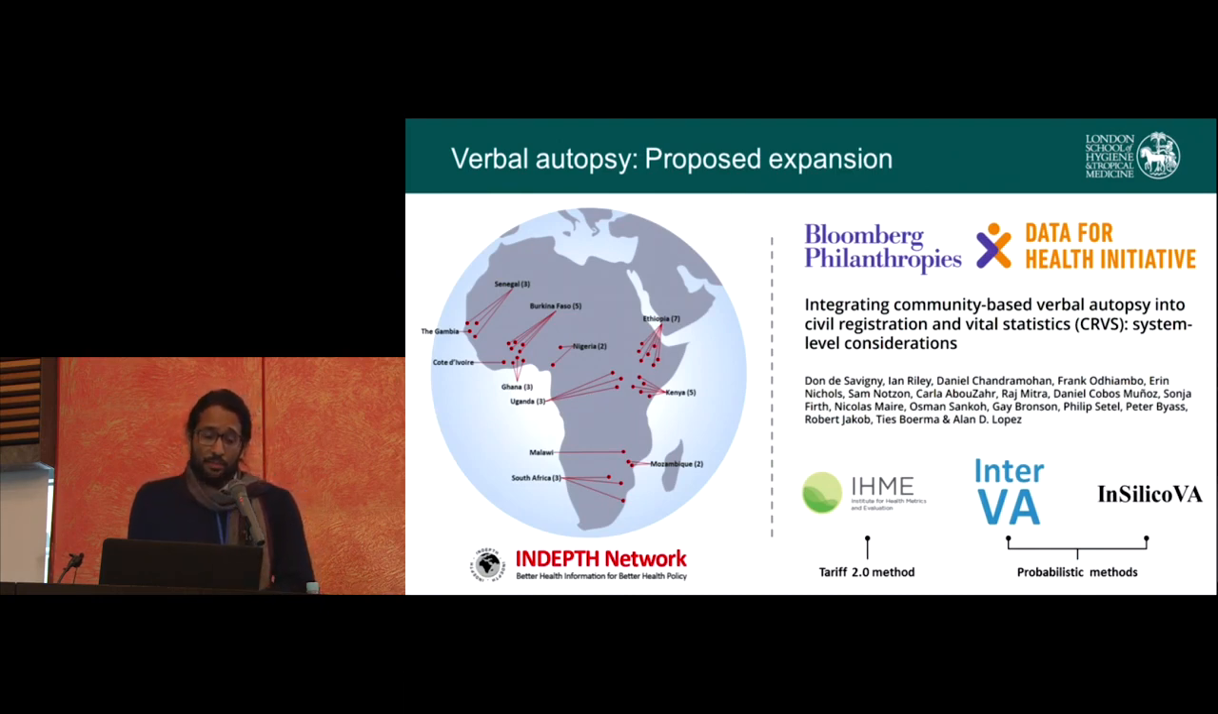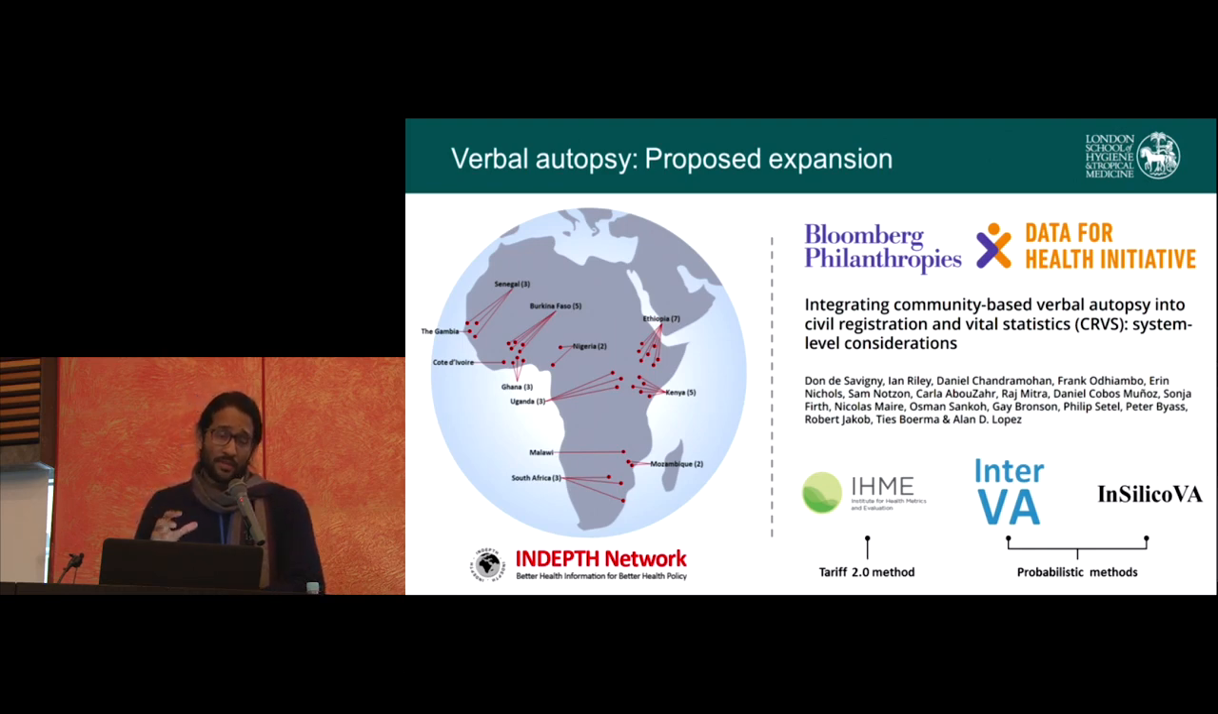VA, as I said, is used primarily at health and demographic surveillance sites. So the map on the left here is of some of the sites from the In-Depth network, which are a network of surveillance sites, mostly across sub-Saharan Africa, but there's also a number in Asia. And what happens routinely at these sites is that every person who dies, a VA is done, and then the data are interpreted, and they generate lists of cause-specific mortality from those data.